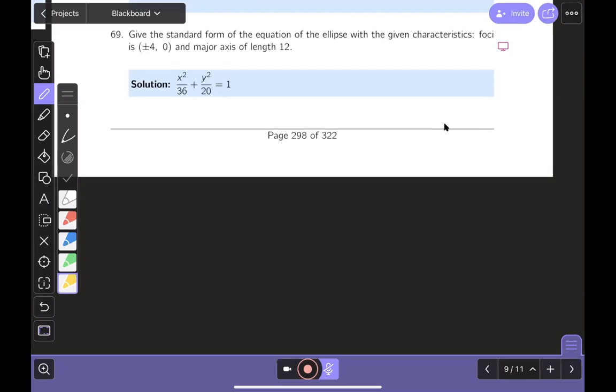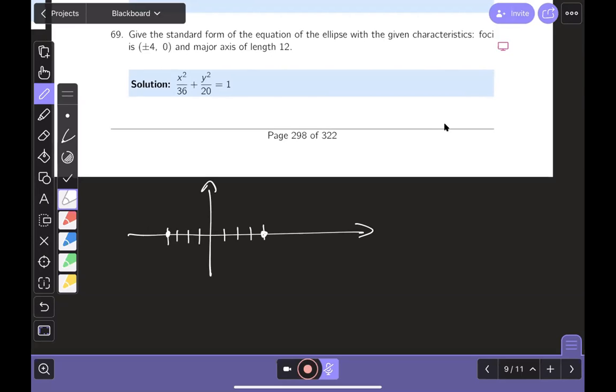Find a standard form. Oh, ellipse. All right. Foci. Well, I think you know what I'm going to do. Draw a picture. Not a great picture, but a picture. So it says standard form equation of an ellipse, given characteristic, foci plus or minus 4. That's along the x-axis. Right there. They're the foci. And then it says major axis length 12.